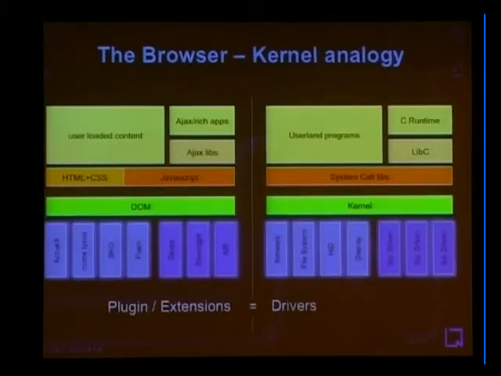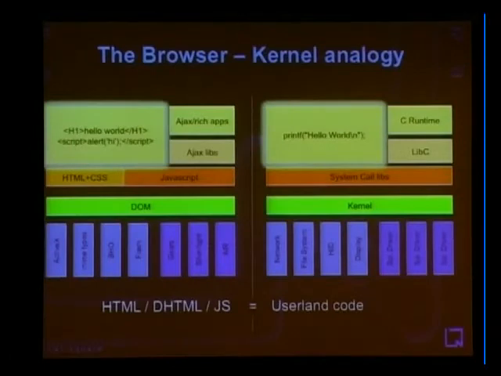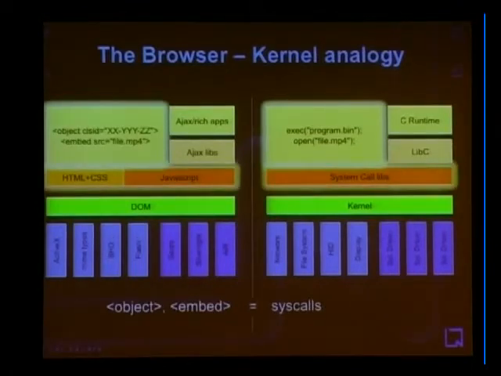Now, what happens on a desktop if you exploit a driver? What do you get? You get control of the entire kernel. So what happens when you exploit a plugin on a browser? You get control of the entire browser. That's what happens. And on the userland layer, you have user-loaded code. The user-loaded code can access the kernel layer via system calls. And in the browser land, you have what I call the equivalent of browser layer system calls as these tags. You have the object tag, you have the embed tag, and things like these.